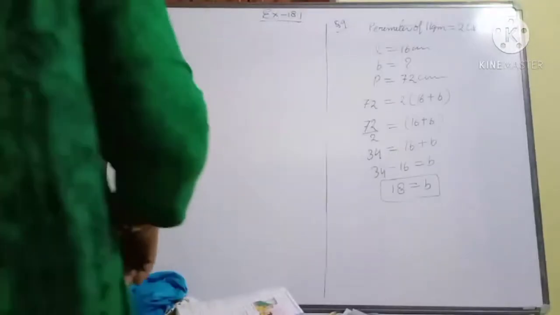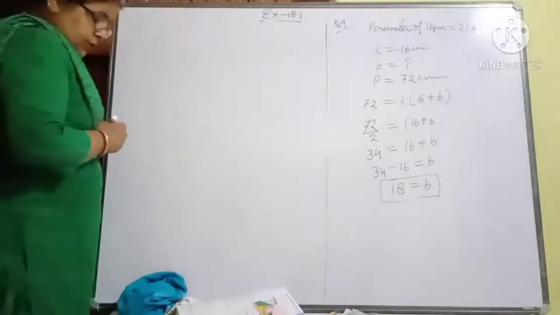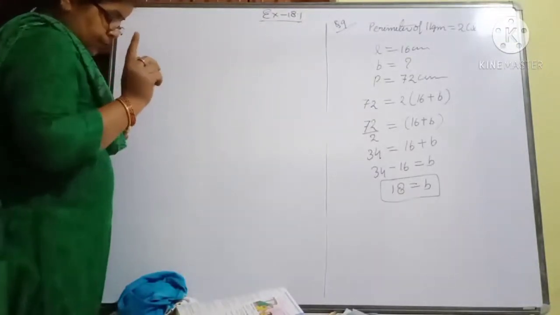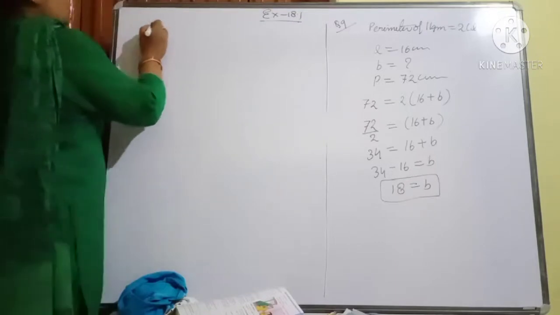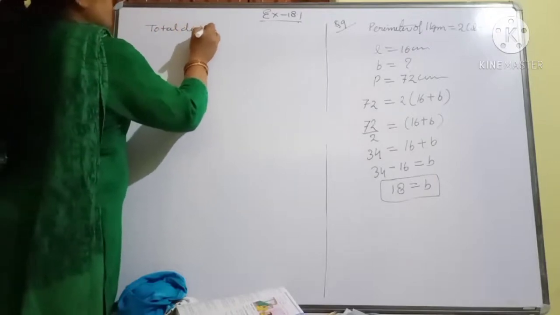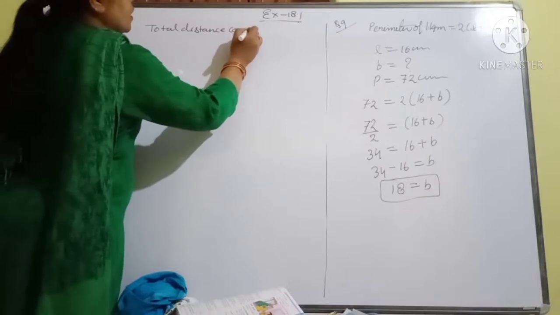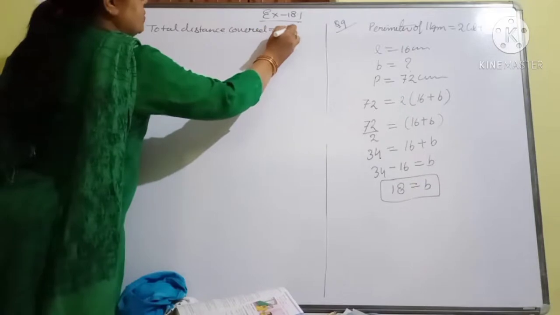See that, Rakhi takes 5 rounds of a garden which is in hexagonal shape. She covered a total distance of 1500 meter. What is the side of the hexagon? Okay, total distance covered is equal to 1500 meter.